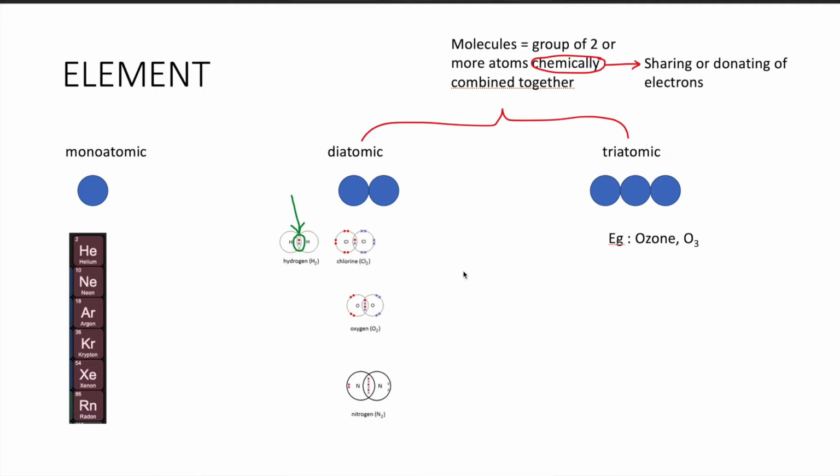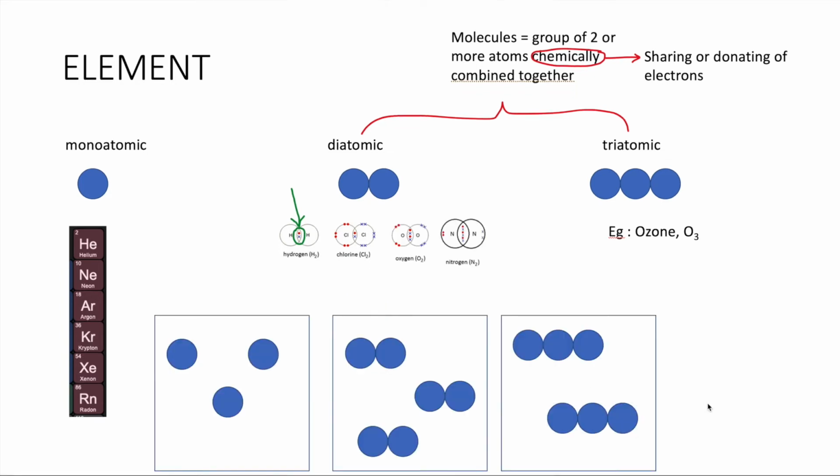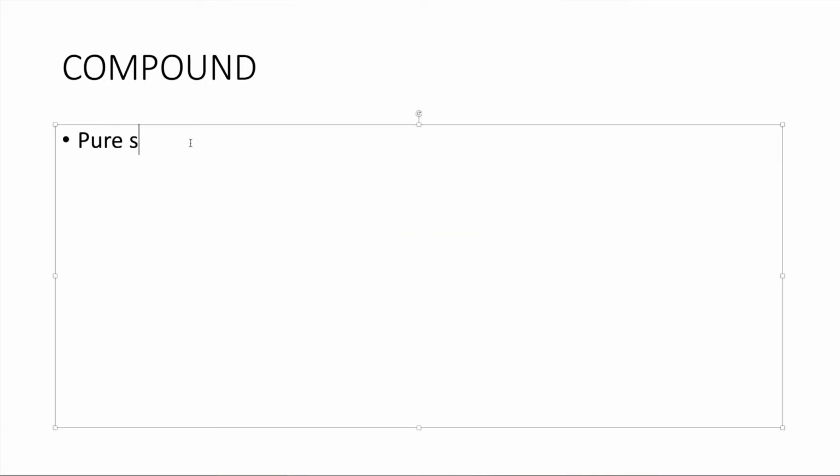They are a group of 3 or more atoms chemically combined together. Ozone will be the most common example of being triatomic. So whenever you see a diagram that shows you things like this or this, you must be able to deduce that they are elements. Okay, next we go on to compounds.